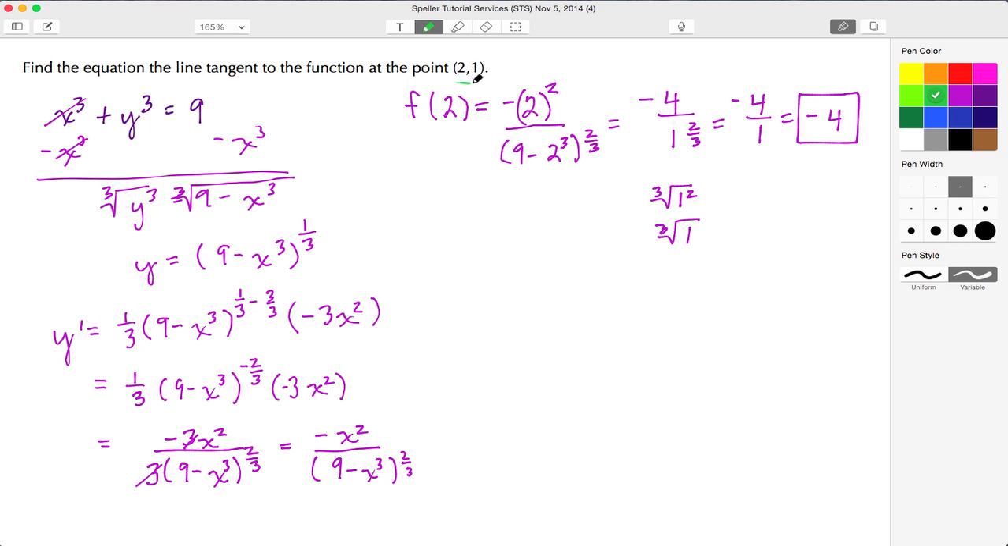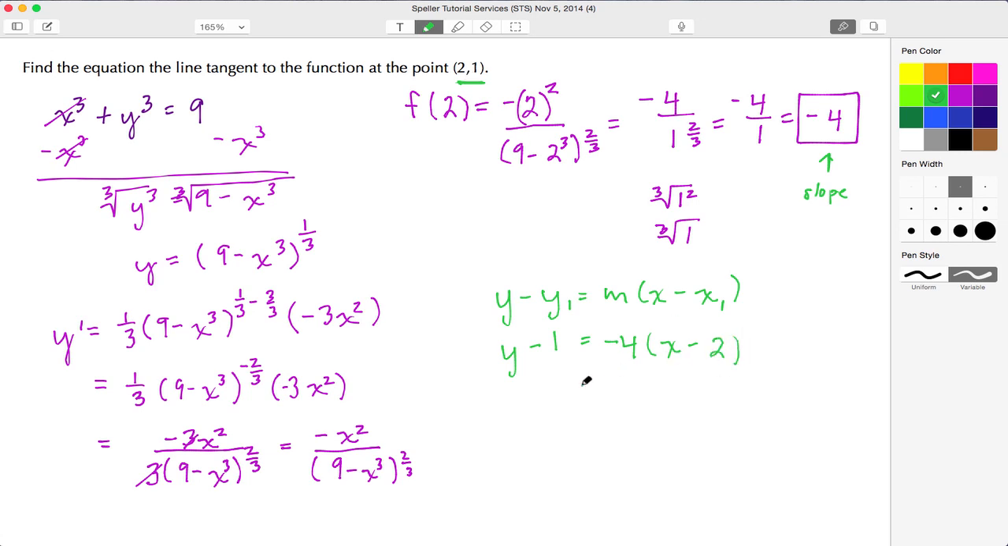I have the point here, which is (2, 1), and I have the slope here, which is negative 4. So the form of that is y minus y sub 1 is equal to m times x minus x sub 1, where x sub 1 and y sub 1 are the point in question. So here I'm going to write y minus y sub 1, which is 1, is equal to the slope, which is negative 4, times x minus x sub 1, and here we see x sub 1 is 2.